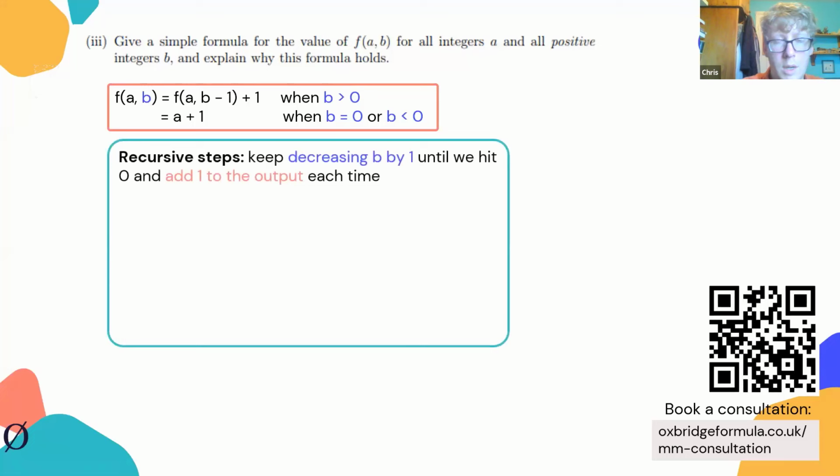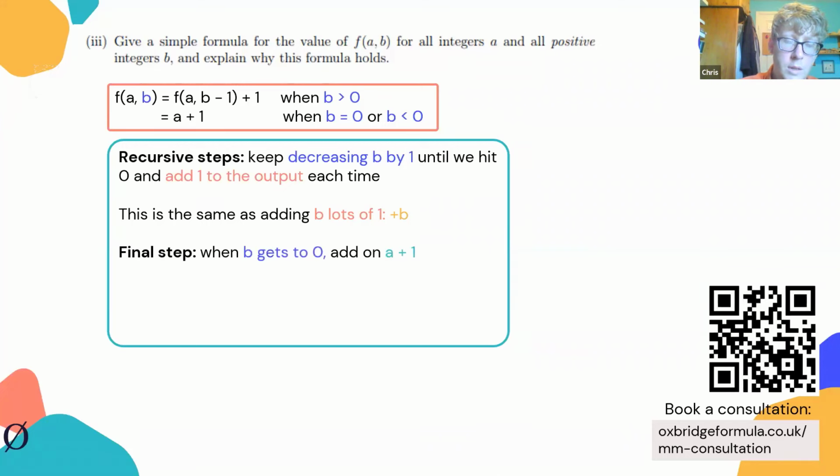So it might be good to label these two steps separately. We've got the recursive steps in which we decrease B by 1 until we hit 0, and we add 1 to the output each time. And remember, we're thinking about what this gives us for the value of F of A and B. So what does this add to the answer? Well, how many times do we have to decrease B by 1? It's B times. If you take 1 off B times, then you'll get to 0. And we've added 1 each time, so we've just got plus B from doing those steps. And then at the end, when we get to 0, we get A plus 1.